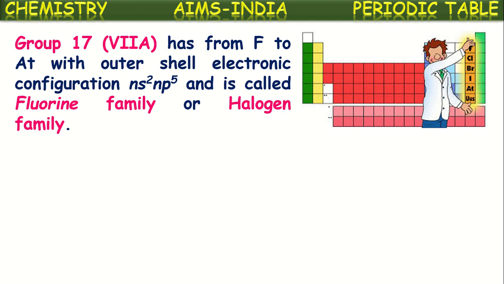These are also called the halogen family because these elements are responsible for the formation of salts with many metals. The meaning of halogen is salt former. These 7th A group elements form most of the salts with the metals. That is why these elements are specially called halogens or the halogen family. 7th A group elements are called the halogen family or fluorine family.